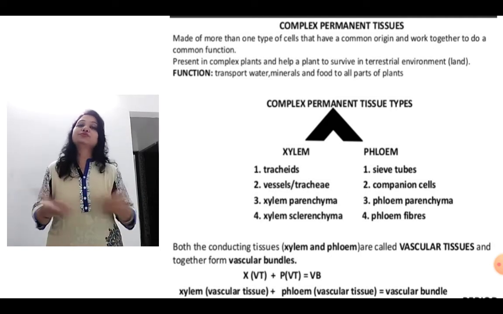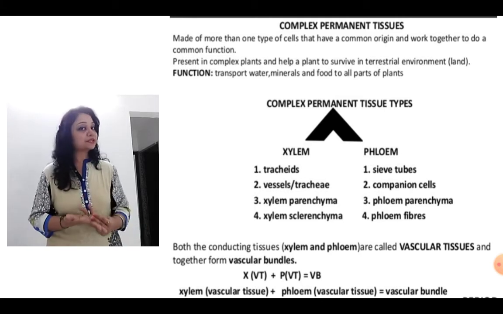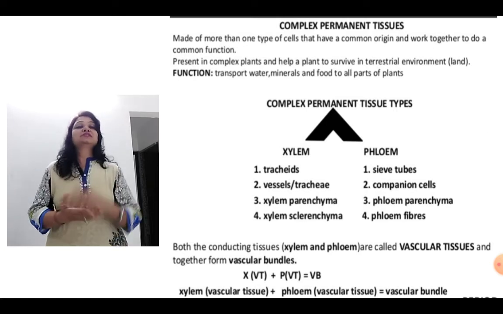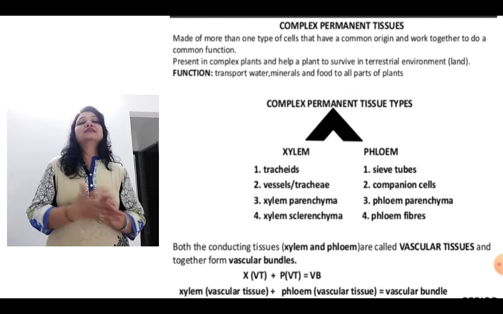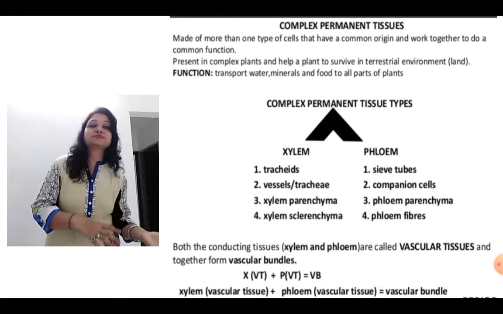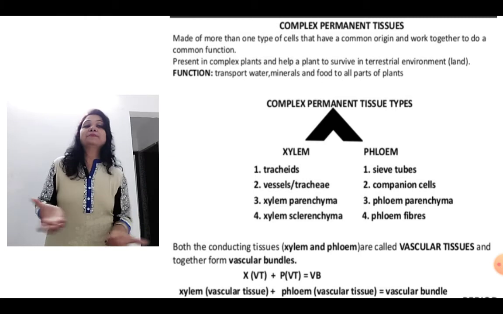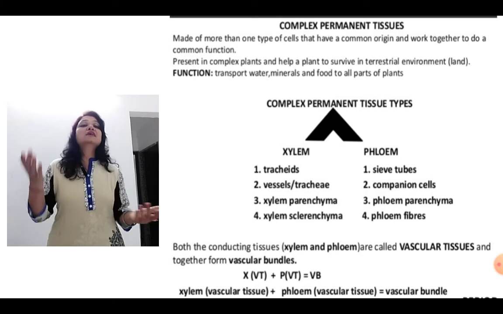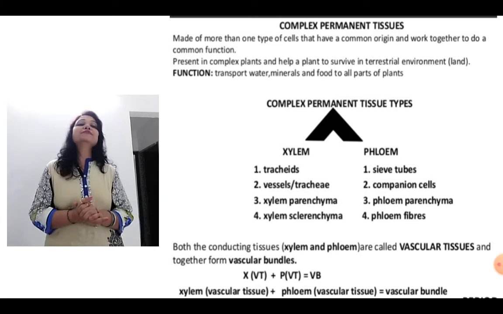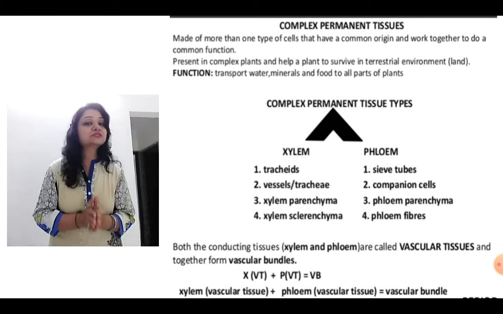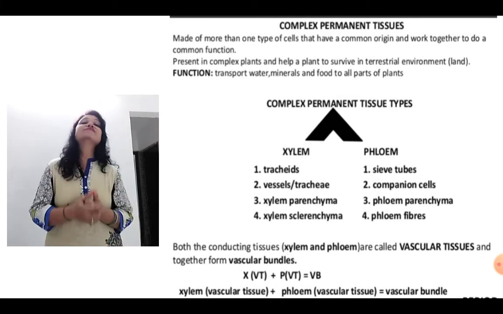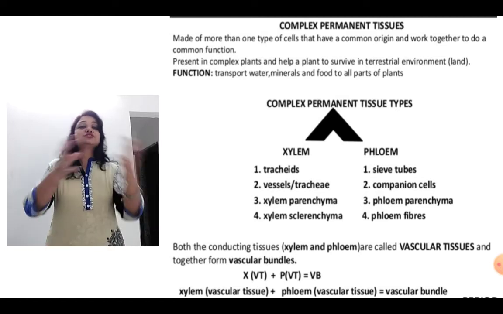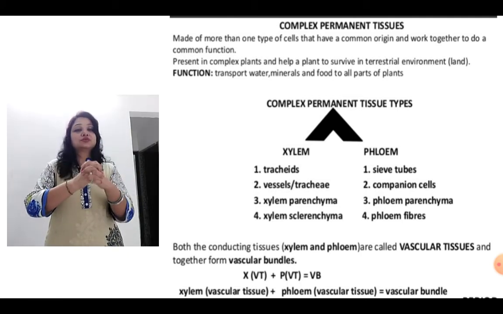Now, you already know the two types of complex permanent tissues, the xylem and the phloem. Here on the screen you can see the main features of both. Xylem has tracheids, phloem has sieve tubes. Xylem has vessels, phloem has companion cells. Xylem has xylem parenchyma, phloem has phloem parenchyma. Xylem has sclerenchyma and phloem has phloem fibers. They both are conducting tissues, and they are also called vascular tissues. So xylem vascular tissue plus phloem vascular tissue together constitute the vascular bundle.